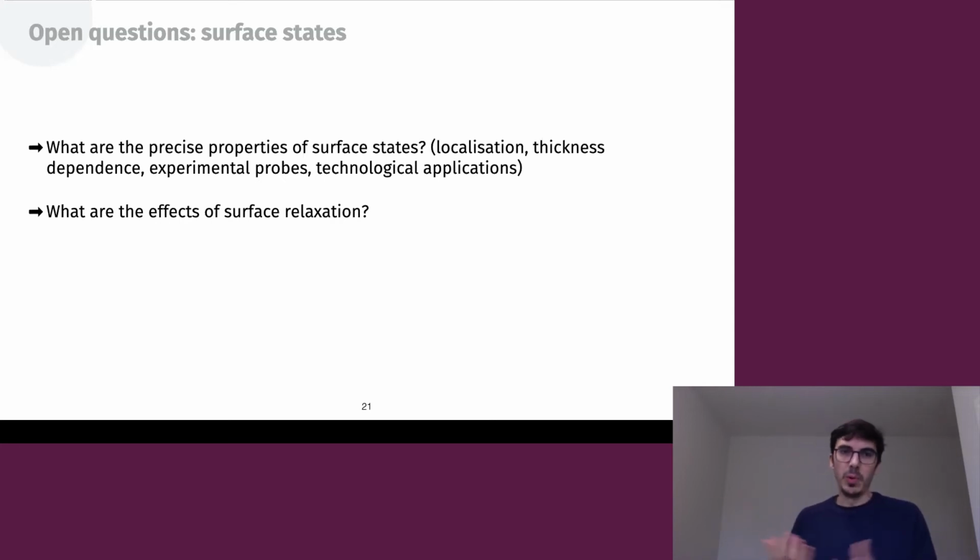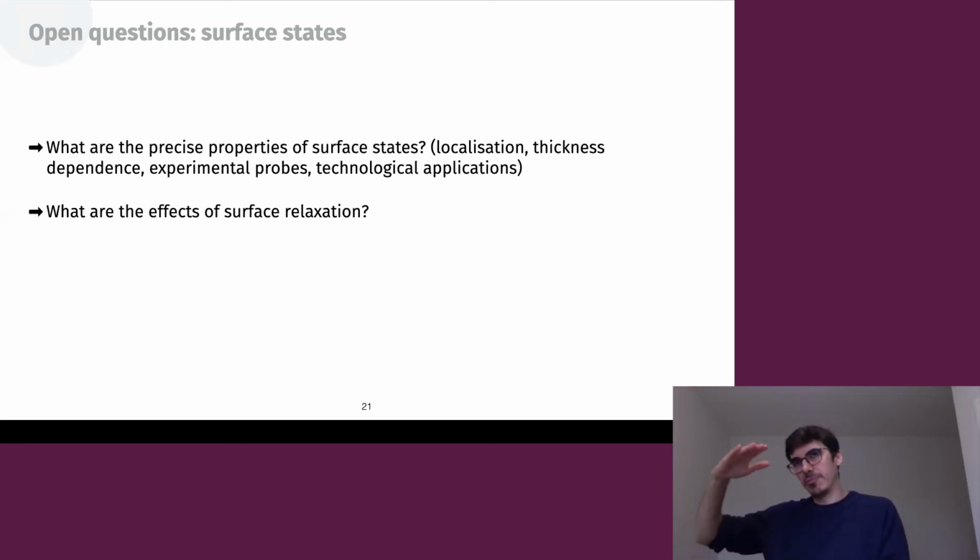So open questions are: what are the precise properties of these surface states? So how localized are they really to the surface, or how much do they penetrate into the bulk? How does that depend, for example, on the thickness of the material? In electronic systems, it is known that the two surfaces of the material can interact with each other and then destroy the surface states.